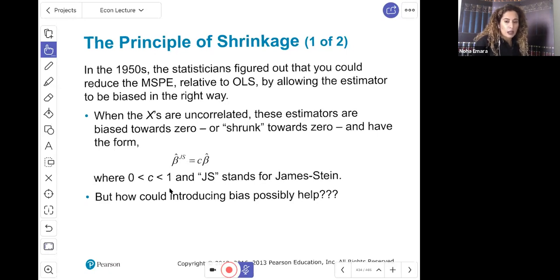And if this is the case, then the beta hat JS would be smaller than the beta hat, which is the actual beta. So the shrunk coefficient is C, and the shrunk coefficient would be a fraction, and that's why the beta hat JS would be a smaller version of the actual beta.